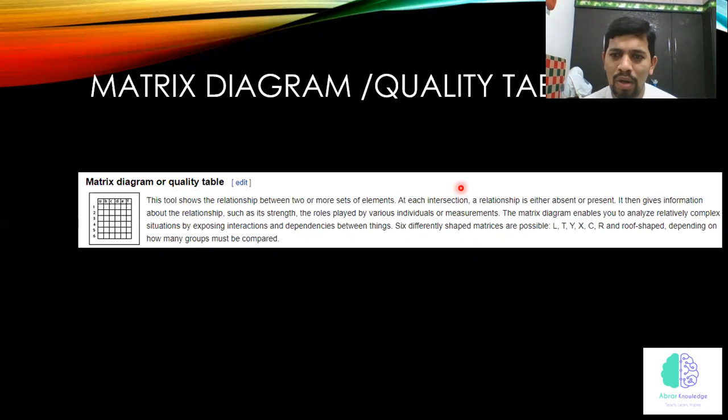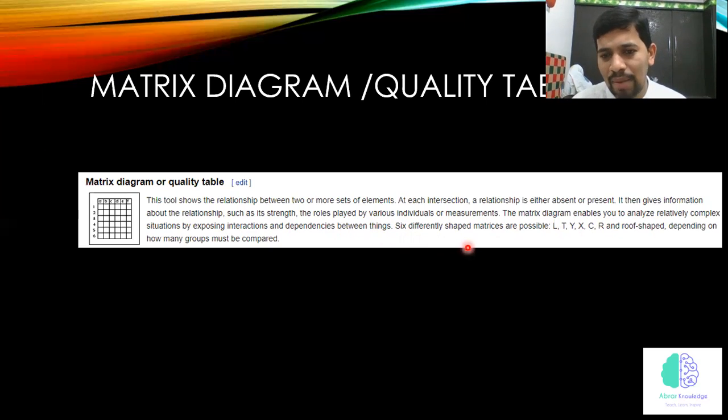Matrix diagram is also called a quality table. This tool shows the relationship between two or more sets of elements. If you have that, then this can be used. At each intersection, a relationship is either present or absent. It gives information about the relationship, such as the strength and the role played by the various individuals or measurements. The matrix diagram enables you to analyze relatively complex solutions by exposing interactions and dependence between things. You have one depending on another thing and all that.